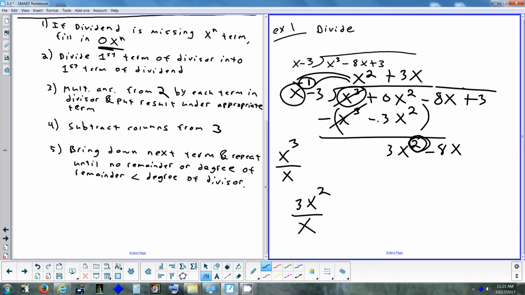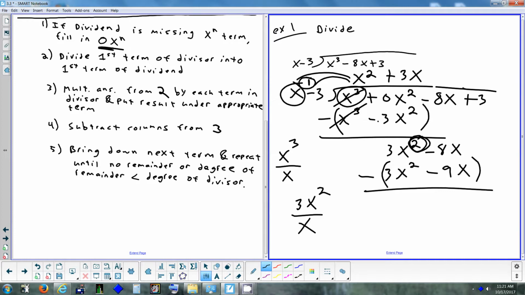Now multiply the 3x back out. What's 3x times x? 3x squared. And what's 3x times negative 3? Negative 9x. And now what do we do with those columns? Subtract. So again, I put the minus on the outside to remember I'm subtracting that whole thing.